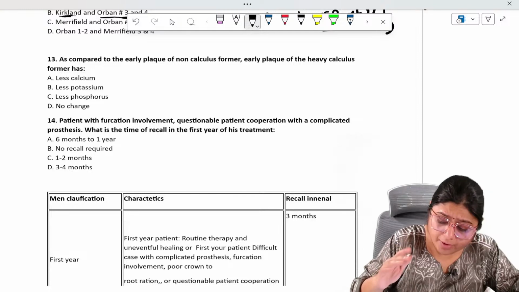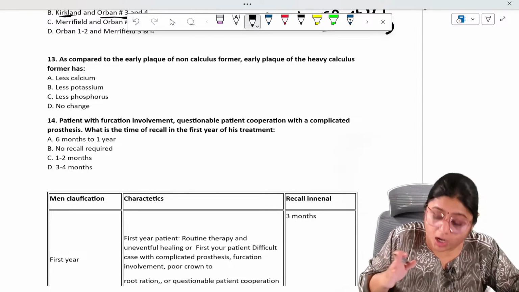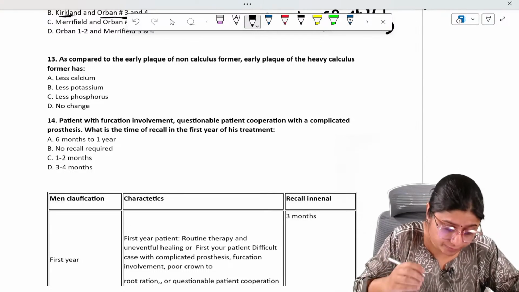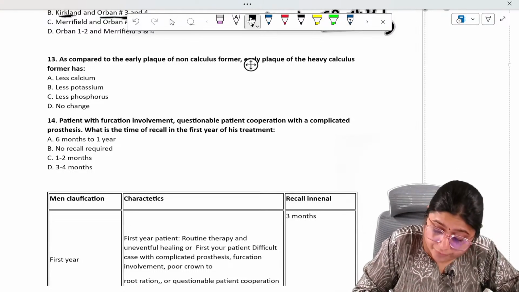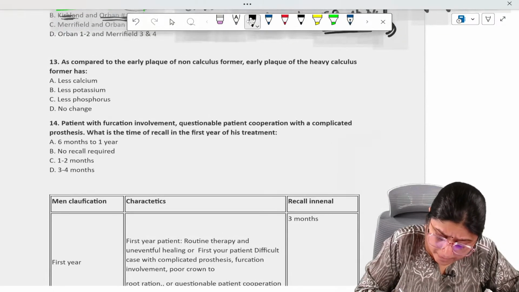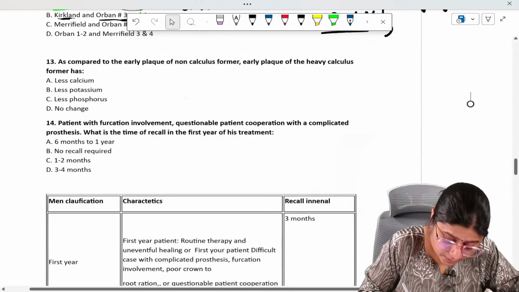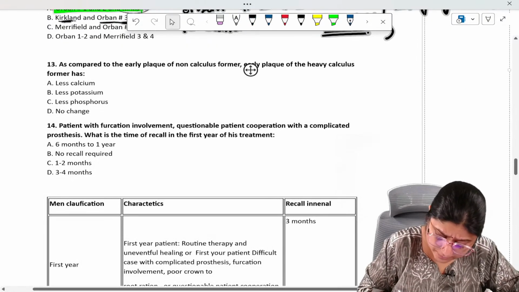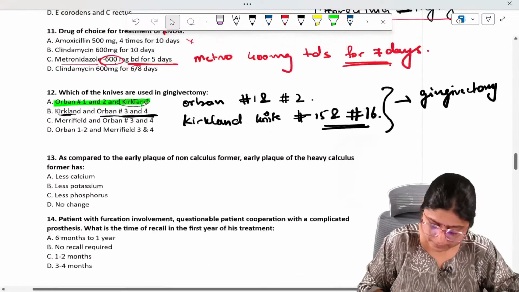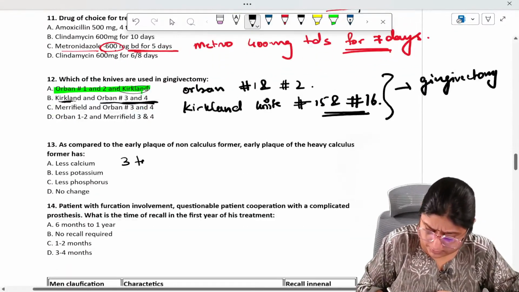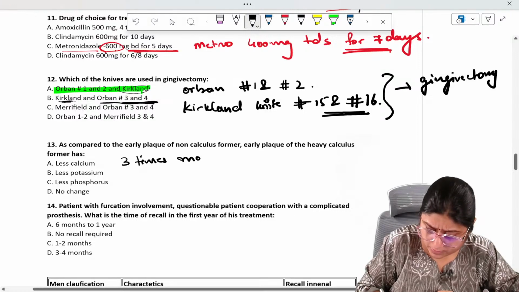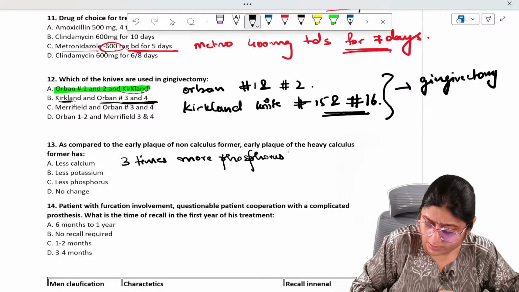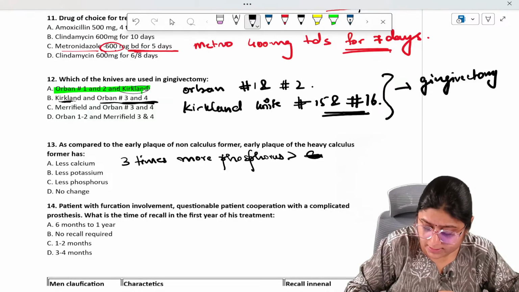So you have to remember that compared to early plaque of non-calculus formers, early plaque of heavy calculus formers has 3 times more phosphorus. It has more calcium.